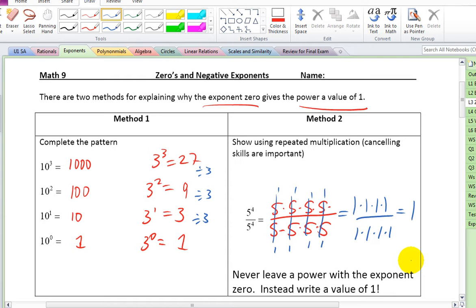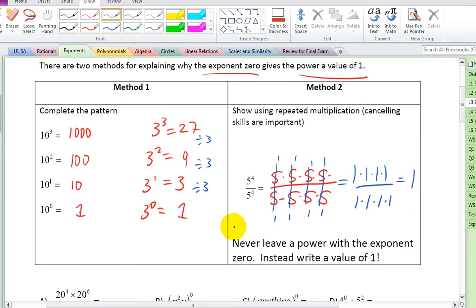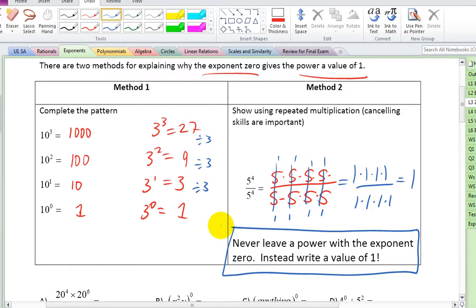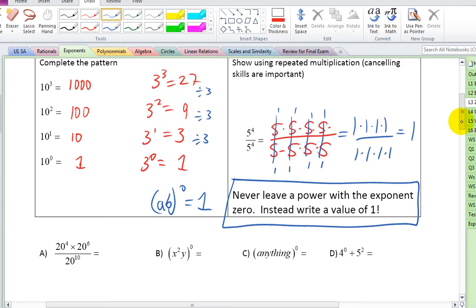All right. So here's this important thing for today. Michelle was asking about this earlier. Never leave a power with the exponent 0. Instead, write a value of 1. So for example, if we have (a, b) in brackets to the exponent 0, what does that equal? 1. Because everything in the brackets has a value of 1.